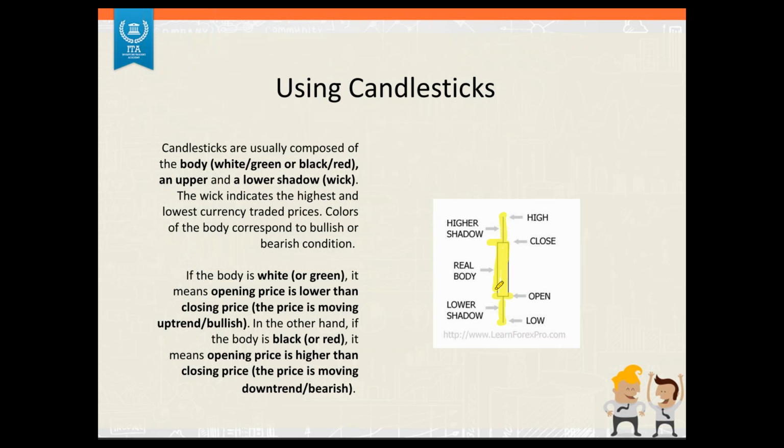Now, if this body is, if the close is higher than the open, which is the same as it was in the bar chart, or you could say it was a step up the ladder, you would fill this candle in with the red or the black or the red and the green or the white and the yellow, whatever color combination you were using. If you step down, you would fill it in with the opposing combination. So it's the exact same information as you would be getting in a bar chart, except with the color added.